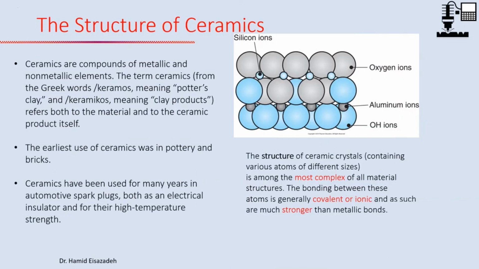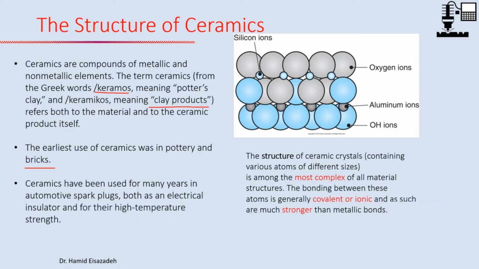Here in this slide, we see the structure of ceramic material. Ceramics are compounds of metallic and non-metallic elements. The term ceramic comes from a Greek word, keramis, which means potter's clay, and the word keramikos means clay products. The earliest use of ceramic was pottery and brick.